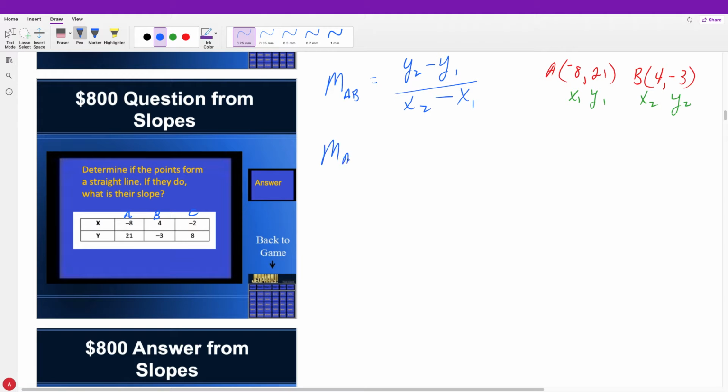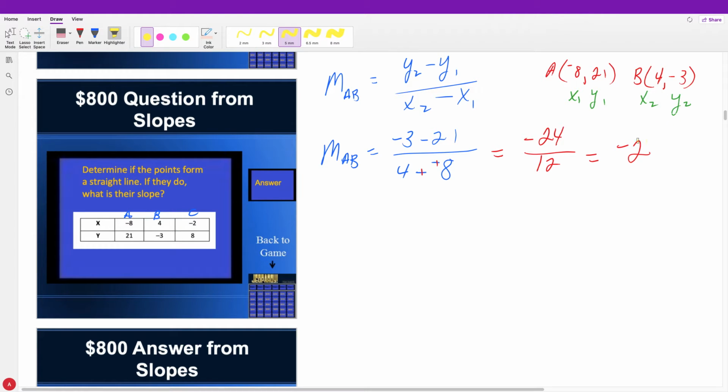So now my slope of AB is equal to -3 minus 21 over 4 minus -8. So remember, it is minus in our formula, so we have to maintain that -8. So this turns to a plus. So this will then give me -24 over 12, which is then going to give me -2 as my slope. So I know my slope of AB is -2. So let me go ahead and highlight that. Then I'm going to move on to the next problem.